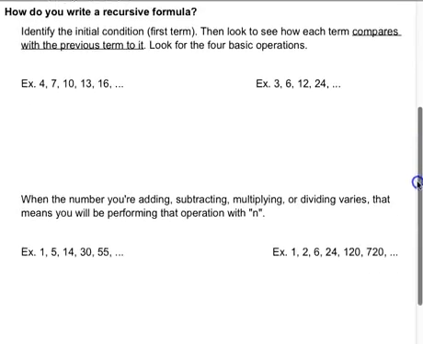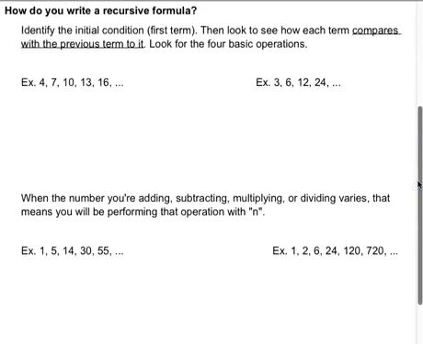All right, so how do you write one? Well, you always start with the first term, okay? So here I'm starting with A1 being 4. And now I need to see, how does each term compare to the term before it? So now I'm looking, what am I doing from term to term to get to my next one? Okay, so here again, look for the 4 basic operations.